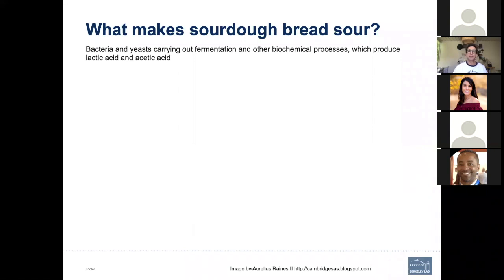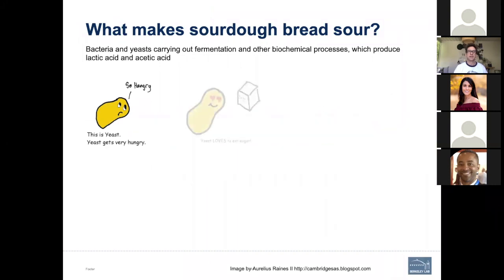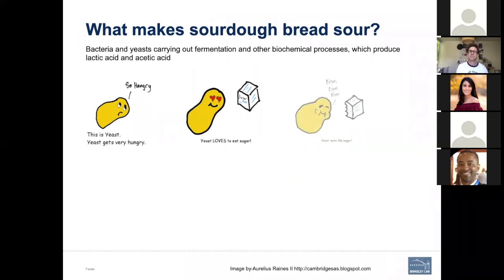So why is the sourdough bread sour, and how does that really happen? And what do the bacteria and yeast do that allows that to happen? And this is how it works. So here's a yeast. It's hungry. Yeast love to eat sugar. So the yeast finds some sugar, and then it eats the sugar.